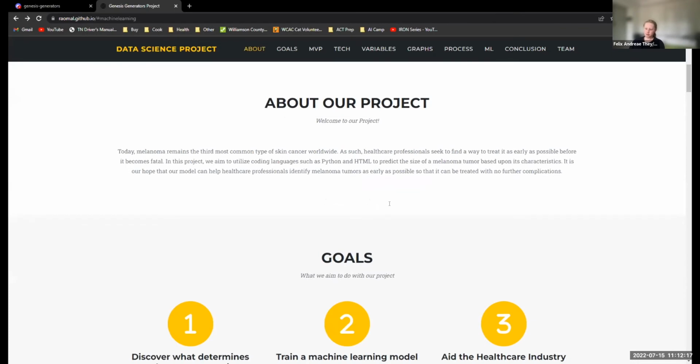About our project. Welcome to our project. Today, melanoma remains the third most common type of skin cancer worldwide. As such, healthcare professionals seek a way to find a treatment early before it becomes fatal. In this project, we aim to utilize coding languages such as Python and HTML to predict the size of melanoma tumor based upon its characteristics. It is our hope that our model can help healthcare professionals identify melanoma tumors as early as possible so it can be treated with no further complications.